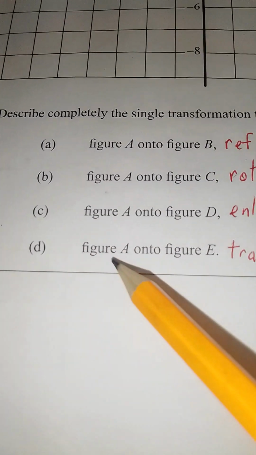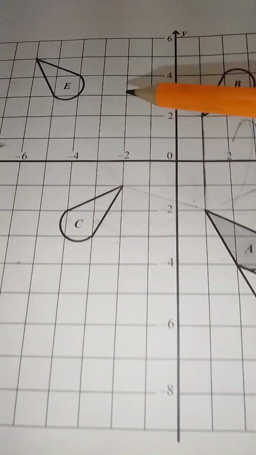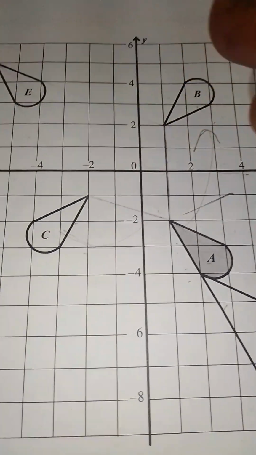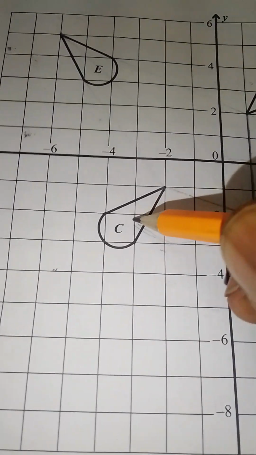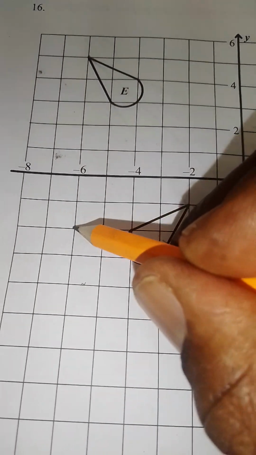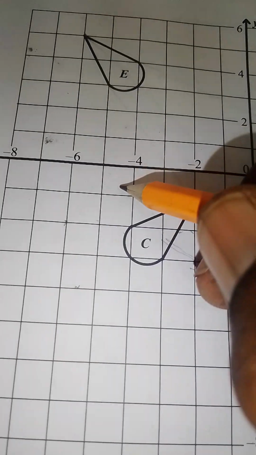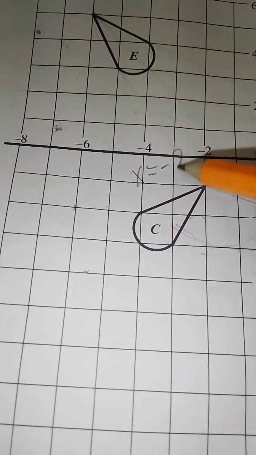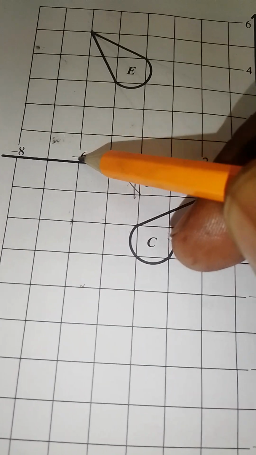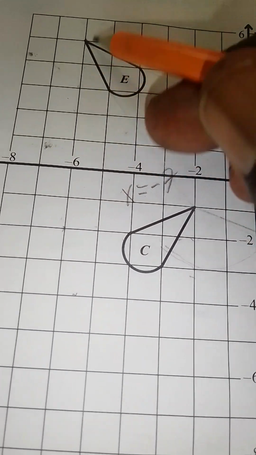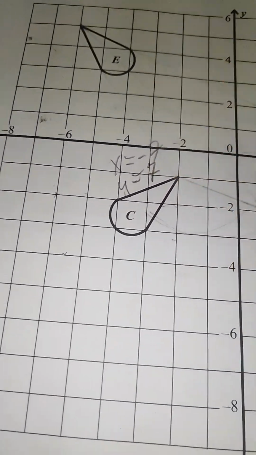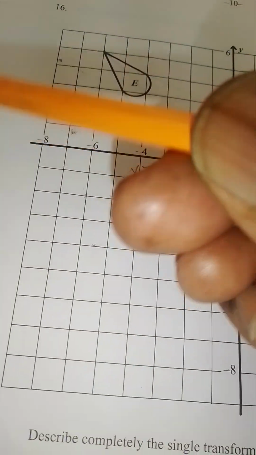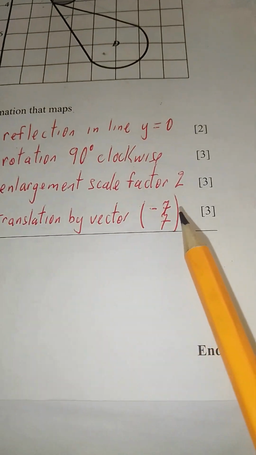Finally, figure A onto E. Let's see. I'm going to count 1, 2, 3, 4, 5, 6, 7. So x is going to be equal to minus 7. And I get 1, 2, 3, 4, 5, 6, 7... y is equal to 3. If you are going up, y is plus. If you're going down, it's negative. To the left, x is negative. To the right, x is positive. So this is a translation by the vector (minus 7, 3).